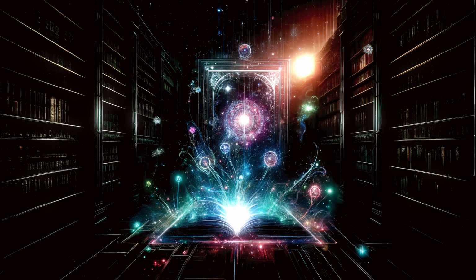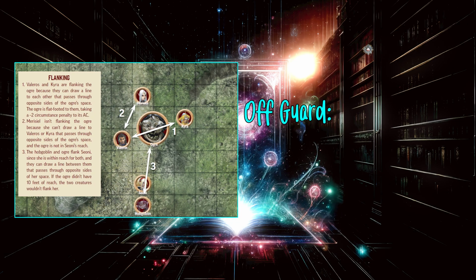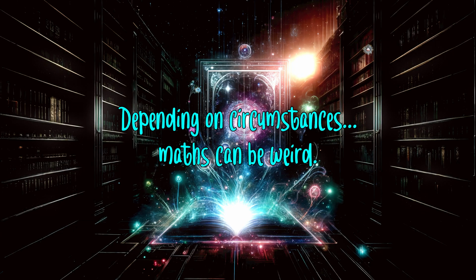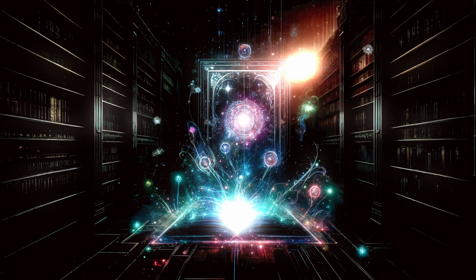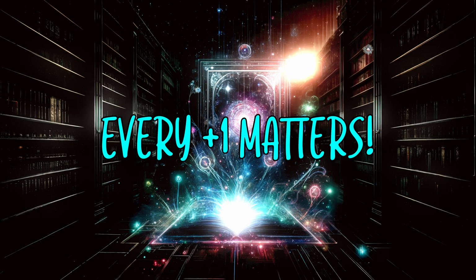Flanking. If you and an ally are at opposite sides of an enemy, they become off guard. This means that they take a -2 on their AC. All you have to do is move both characters into position and boom! Suddenly, the enemy is now not only 10% more likely to get hit, but they're also more likely to get crit too. Hopefully now you can understand why in PF2E, every +1 matters, as they say.